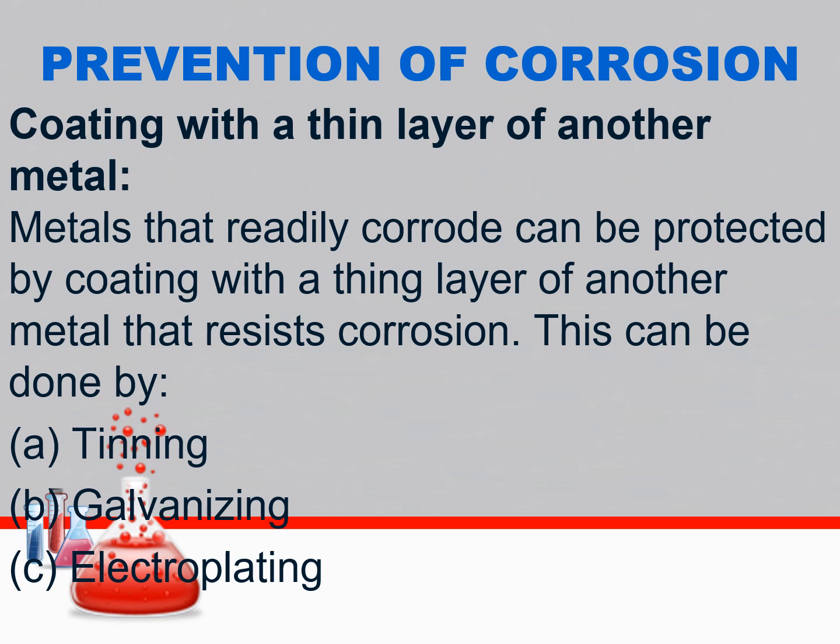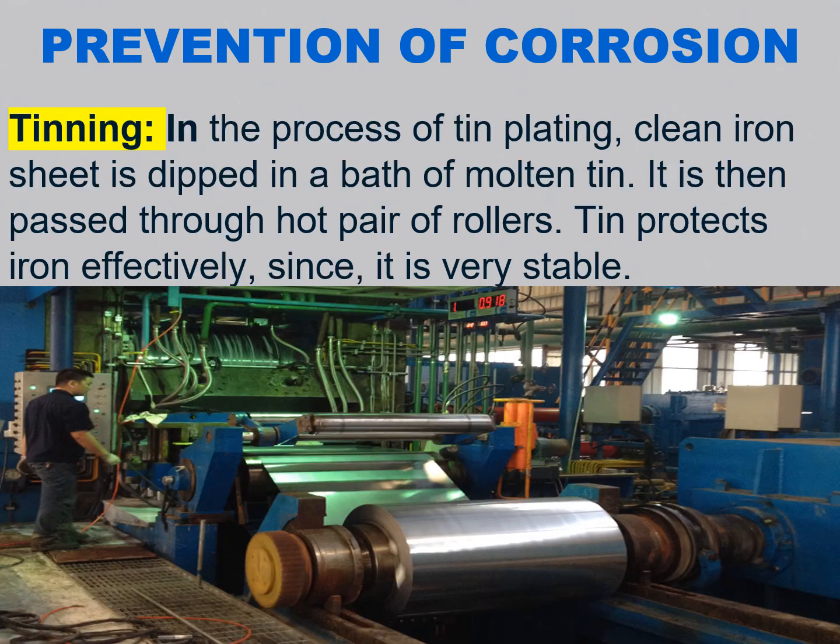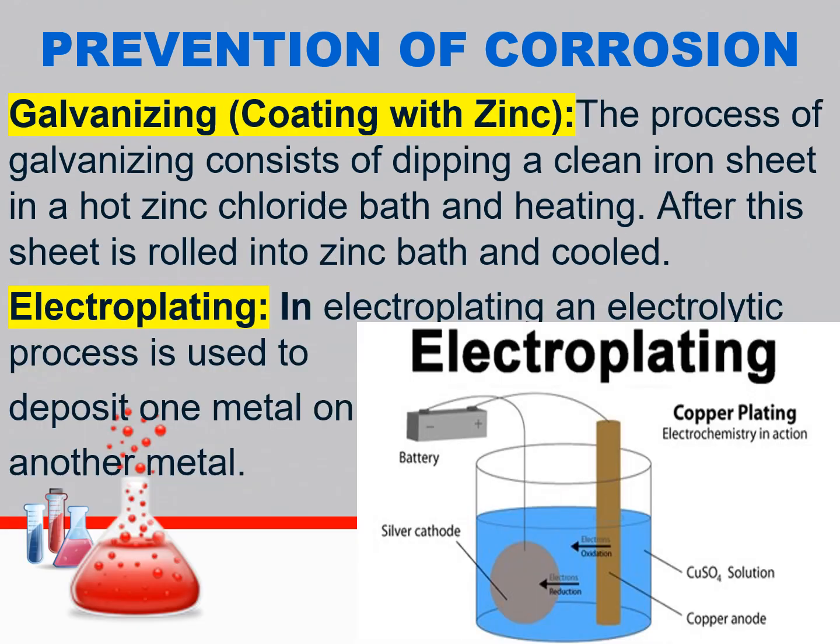Prevention of corrosion can also be done by coating with a thin layer of another metal. This can be done by three ways: tinning, galvanizing, electroplating. In tinning process, a clean iron sheet is dipped in a bath of molten tin. It is then passed through hot pairs of rollers. Tin protects iron effectively since it is very stable.